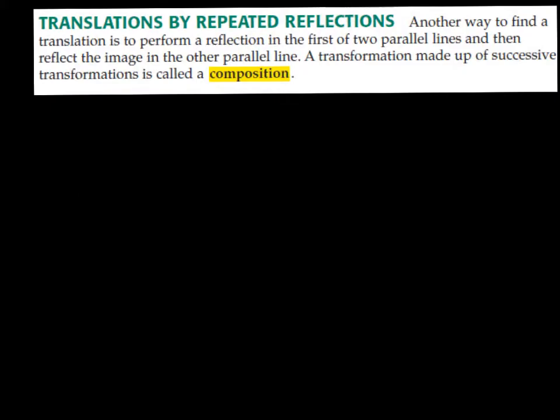Another way to find a translation is to perform a reflection in the first of 2 parallel lines, then reflect the image in the other parallel line. The transformation made up by successive transformations is called a composition because it's composed of more than one transformation.